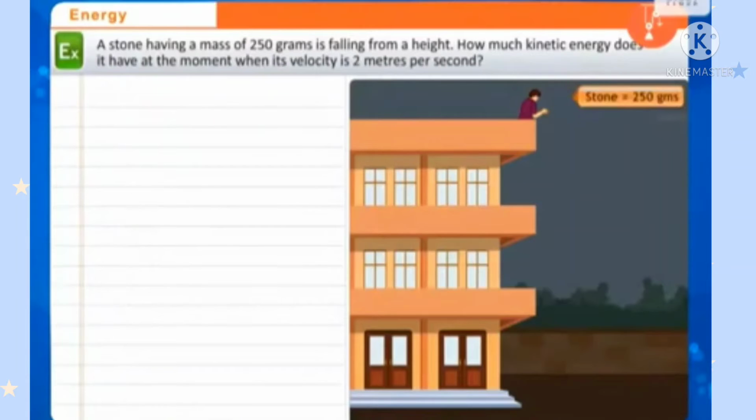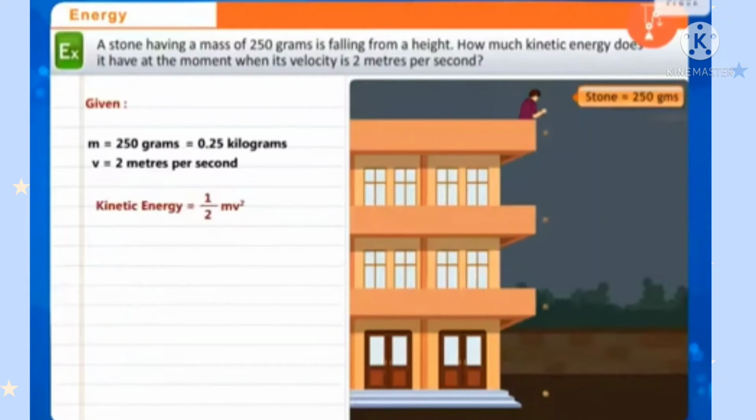Children, a stone having a mass of 250 gram is falling from a height. How much kinetic energy does it have at the moment when its velocity is 2 meters per second? So let us solve this problem. Okay? What is given here? Mass 250 grams, which if we convert it into kilogram, we get 0.25. v is equal to 2 meters per second.